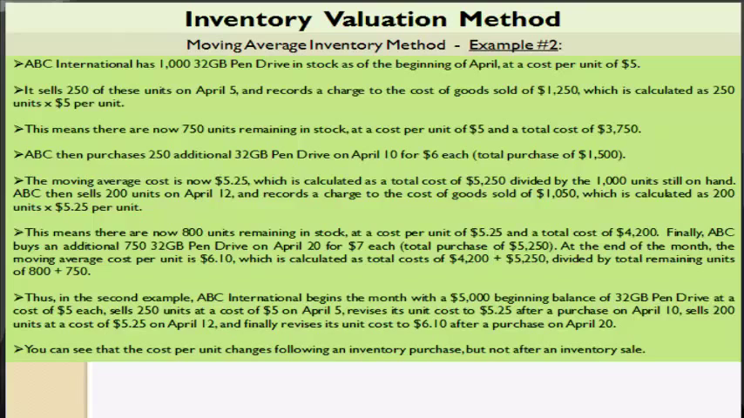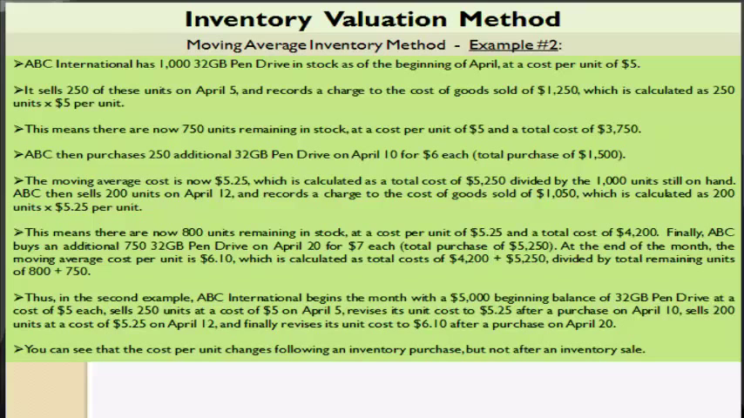$3,750. Then assume that it purchases an additional 250 pen drives on April 10th at $6 each, which amounts to $1,500. The moving average cost is now $5.25, which is again calculated as total cost of $5,250 divided by the 1,000 units still on hand.